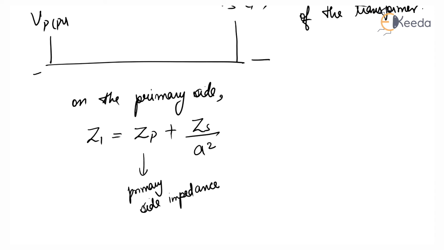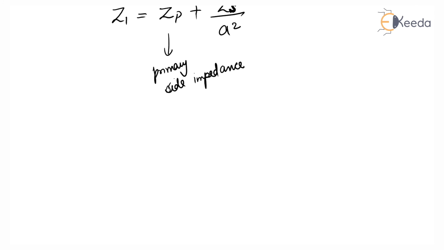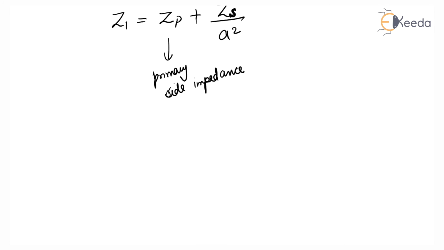And this Zs by A square. You know this thing, that when you go for transformer equivalent impedance, the secondary impedance is Zs, this is the impedance on the secondary side, but when you refer this to primary, it will make Zs by A square. So divide both sides by ZP base, because you are referring this to the primary side.